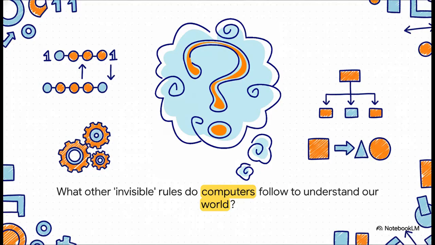So, the next time you type even a simple equation into a device, you'll know there's this secret story of translation and logic happening right beneath the surface. And it kind of makes you wonder, doesn't it? What other invisible rules are computers using right now to make sense of our world?